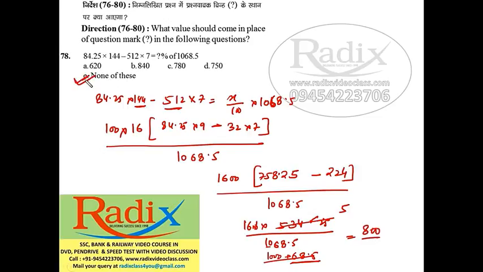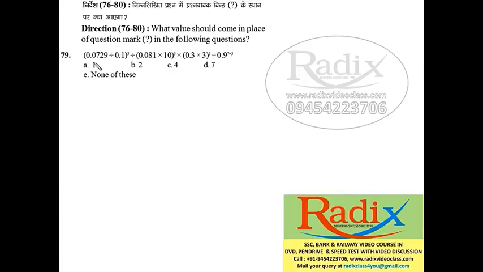Okay, next question. We have 0.0729 divided by 0.1, then 0.081 into 10 to the power 5. We have 0.3 into 3 to the power 5. This is 0.9. So we make every power as 0.9. So when this is divided by 0.1, it would be 0.729, which is 9 cube.